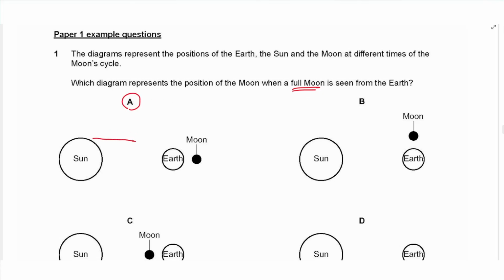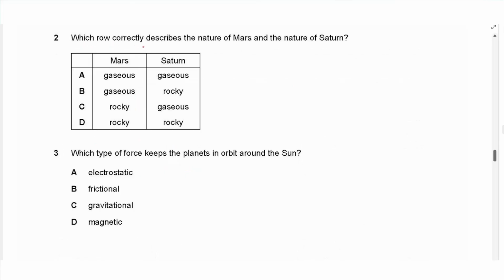So all light coming from the sun falls on the surface of the moon and then reflects onto the surface of the Earth. The next question says, which row correctly describes the nature of Mars and the nature of Saturn? Mars is from the inner planets, so it's a rocky planet, and Saturn is from the outer planets, which are gas giants, so it's gaseous. So the answer is C.